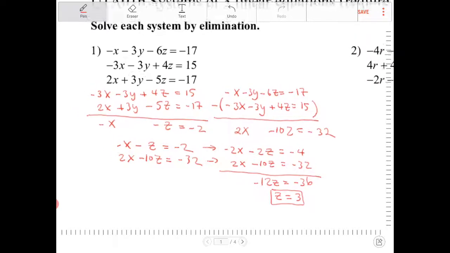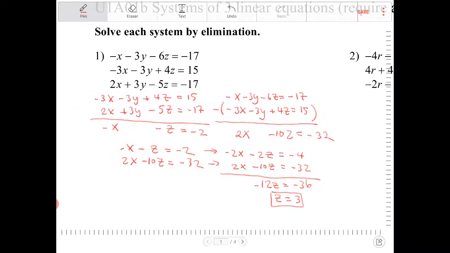And it really doesn't matter where you place it, okay? The goal is I need to place it somewhere. You can place it into any of these equations, as long as you know what you've done after the manipulation is correct. So I'm going to take z is equal to 3, and I'm going to pop it into this one right here. So I have negative x minus 3 is equal to negative 2. I want to add 3 to both sides. I end up with negative x is equal to 1, or I end up with x is equal to negative 1.